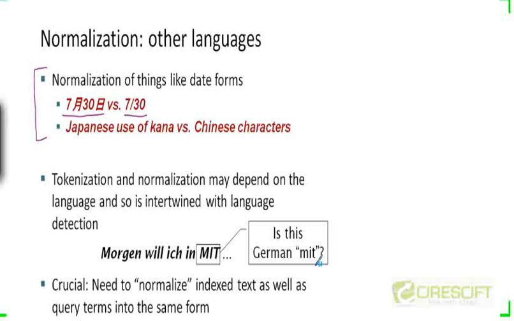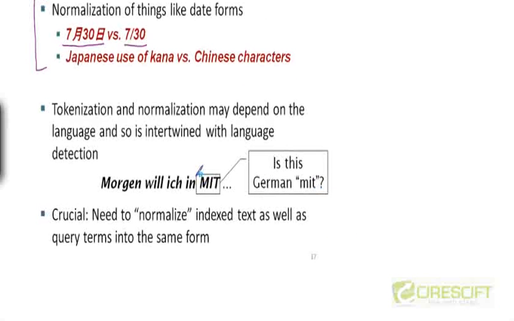So then the question is, is this the English word MIT standing for the acronym MIT standing for the university in the US, or is it a German word? So you may need to use some sophisticated language detection techniques to do this, if at all it's possible to make out. And as always, it's important to emphasize that the same normalization and the same tokenization needs to be done on both the documents and the query terms for this to be effective.